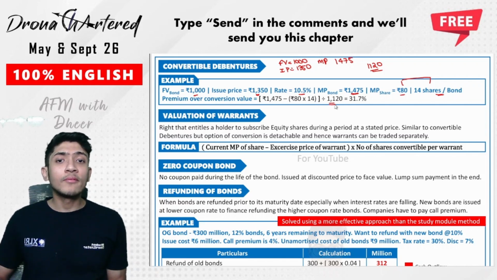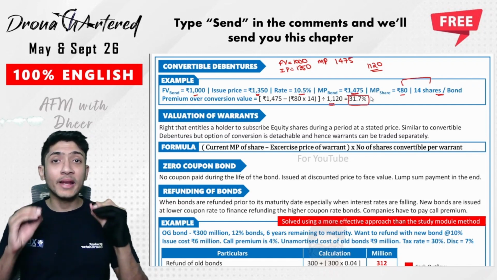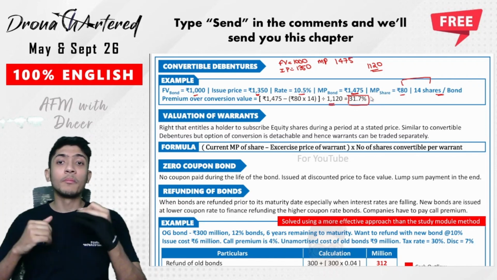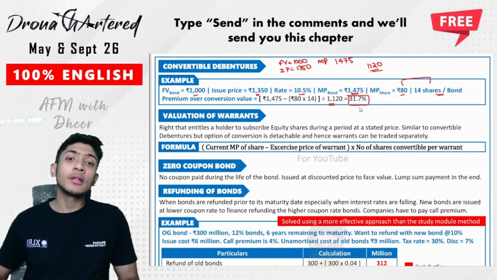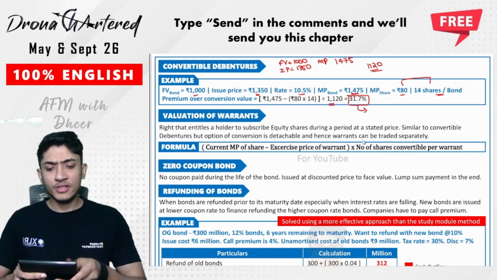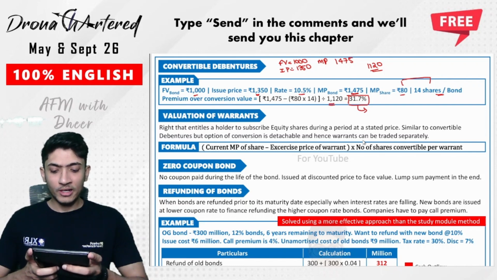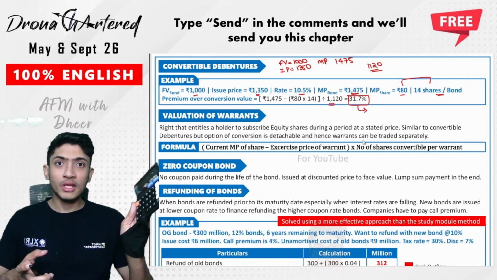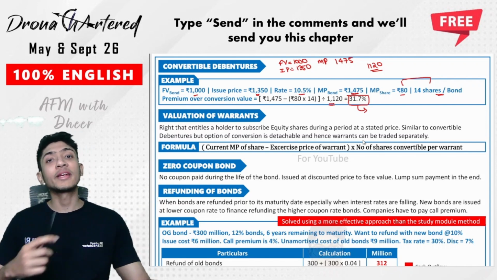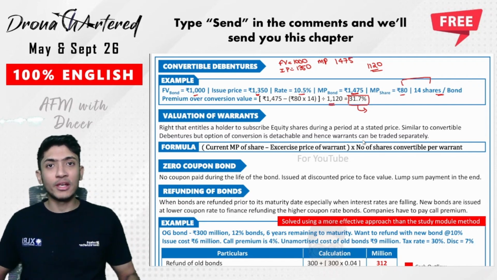You divided this by 1120, so 31.7%. That means the market price of the bond is at a premium over the conversion value by 31.7%. Okay, let's check the calculation. 1475 divided by 1120, which is equal to 355 divided by 1120 into 200, which gives you 31.69%. So your market price is at a 31.7% premium over the conversion value of the bond.